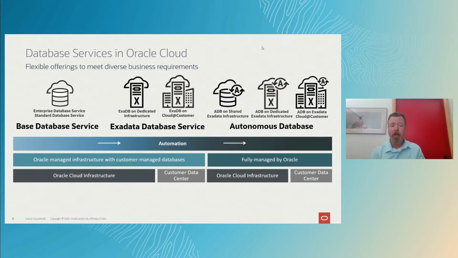As we move from the left to the right, we're doing more for you. We're doing more of the MAA configuration. We're setting up more of the disaster recovery, scheduling, everything is all out of the box, right? You do have controls over it depending on which service you choose, but the idea is that everything is fully managed by the time you get to autonomous.